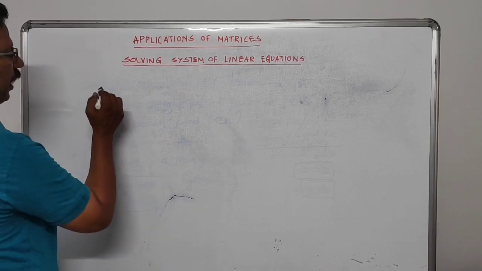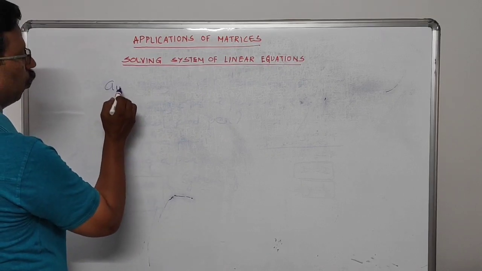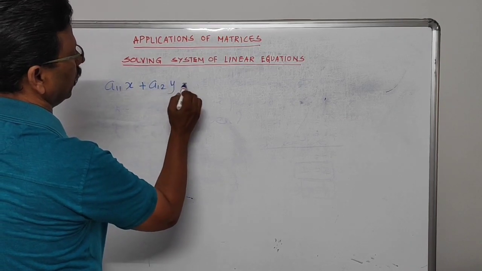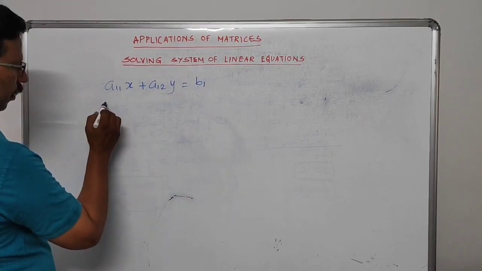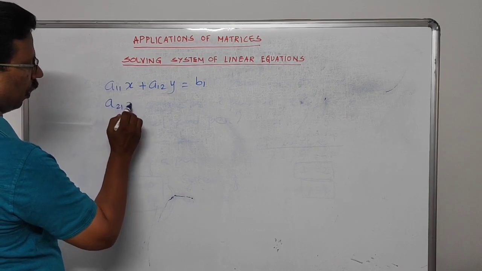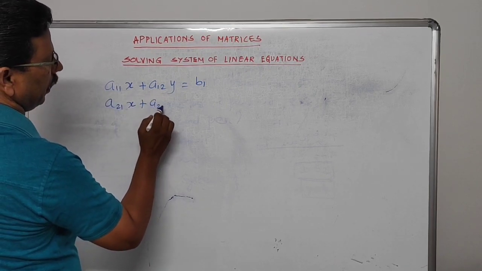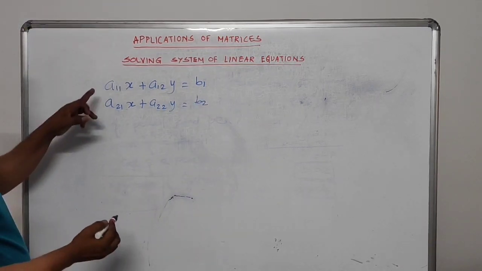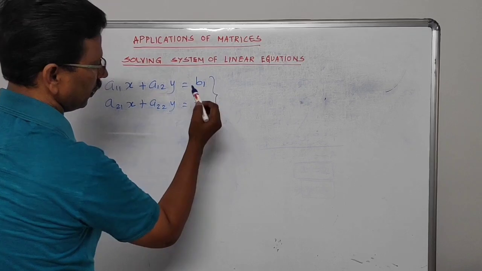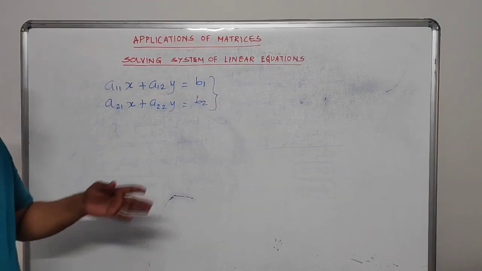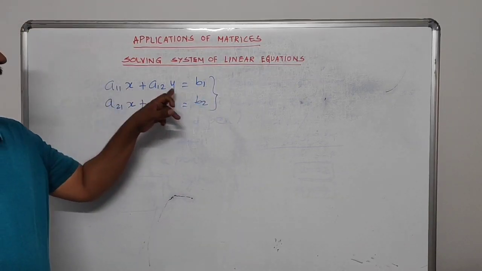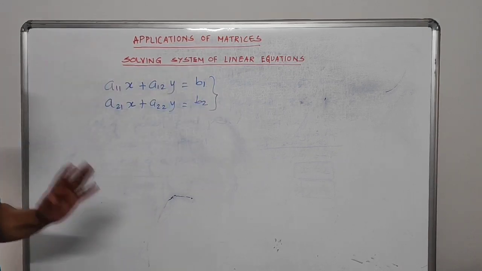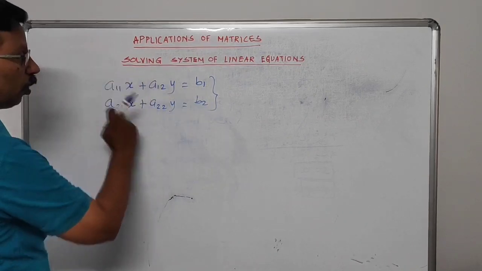See here, you can consider a11x plus a12y is equal to b1. Then you can take the second equation, a21x plus a22y is equal to b2. Now let us assume these two are called the system of linear equations of variables x and y. These are called a system of simultaneous linear equations. Now these two are called the algebraic equations.